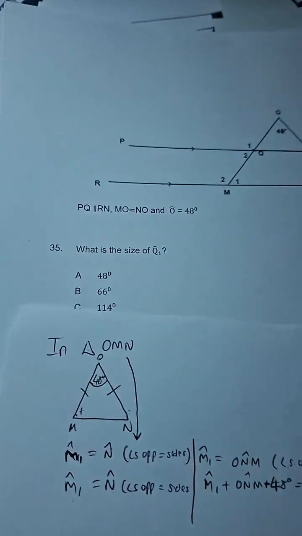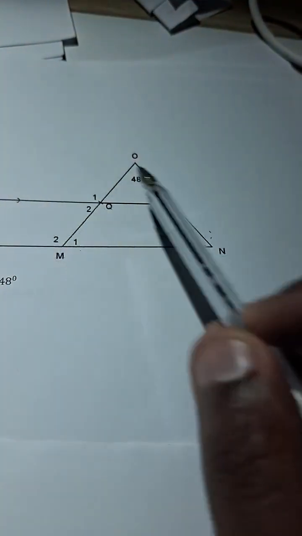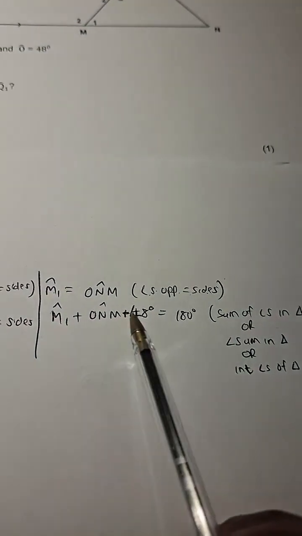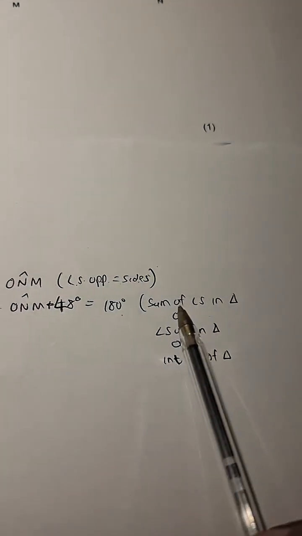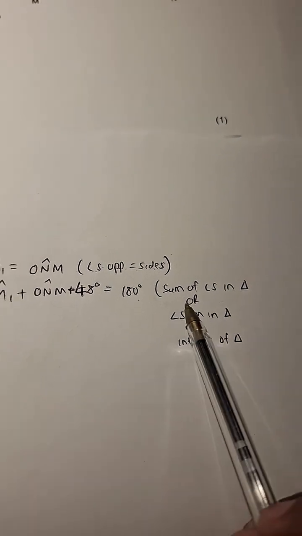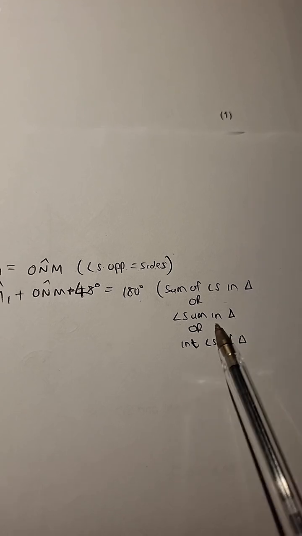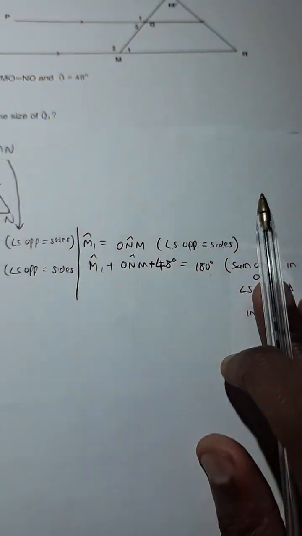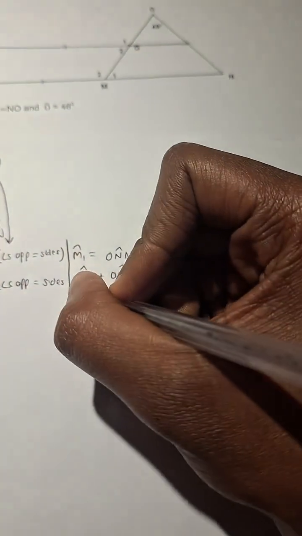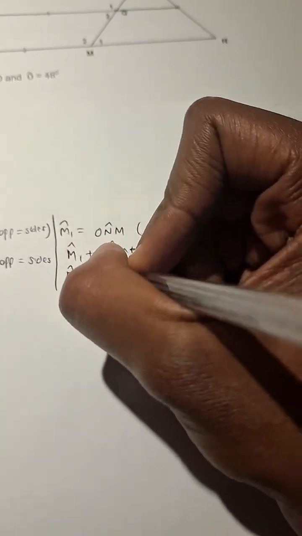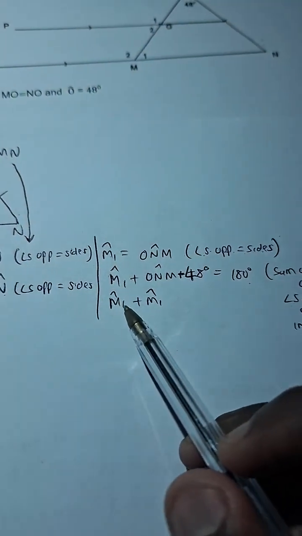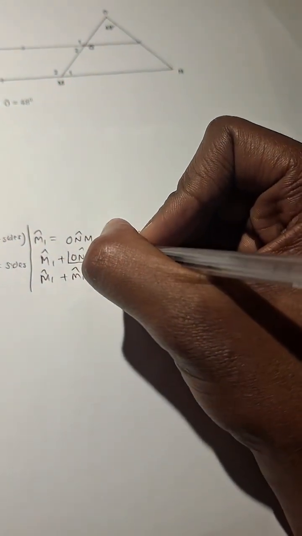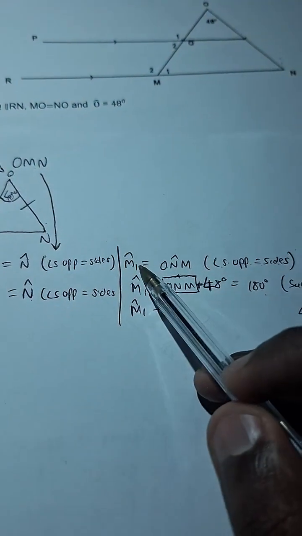Angle M1 plus angle ONM, plus 48 degrees is equal to what? 180 degrees. Why? Sum of angles in triangle. Or I could say angle sum in triangle, or I could say interior angles of the triangle. Then remember, guys, look at this. Then I can say angle M1 plus angle M1. Remember, this here angle I said is equal to angle M1.